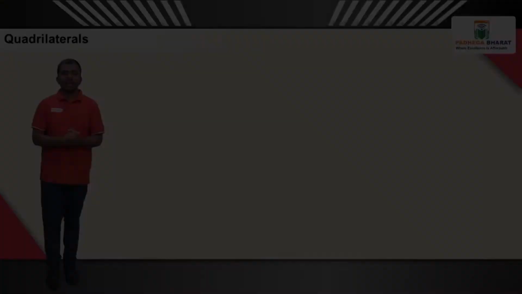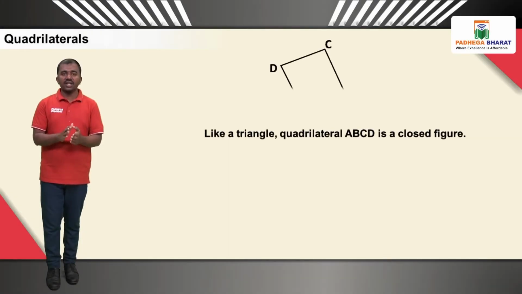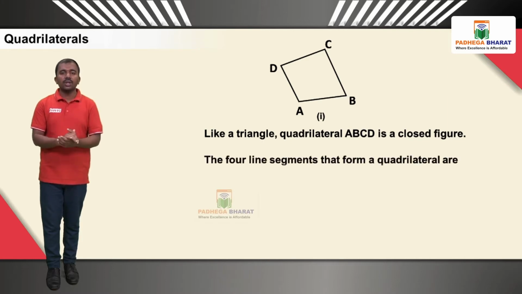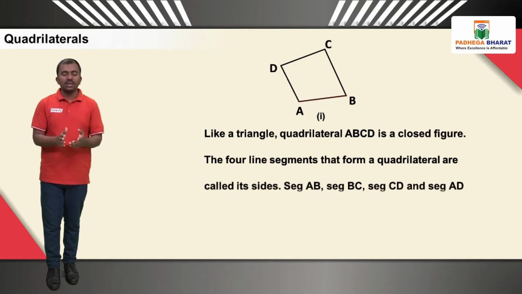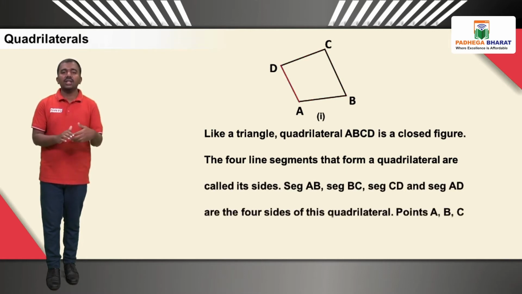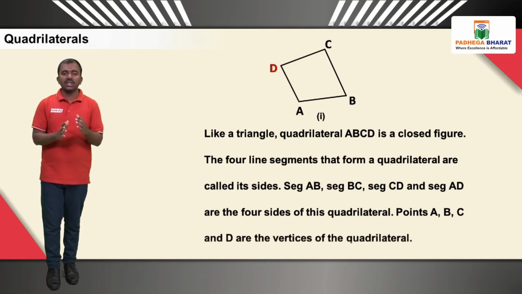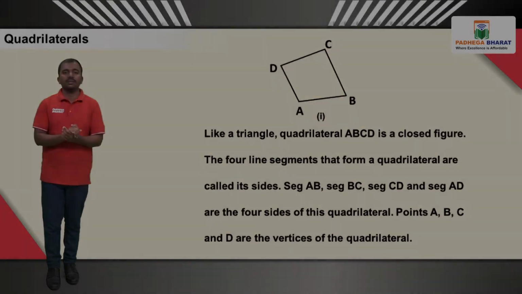Let us see. Like a triangle, quadrilateral ABCD is a closed figure. The four line segments that form a quadrilateral are called its sides. Segment AB, segment BC, segment CD and segment AD are the four sides of the quadrilateral. Points A, B, C and D are the vertices of the quadrilateral.